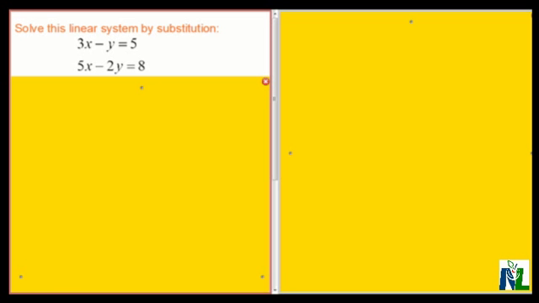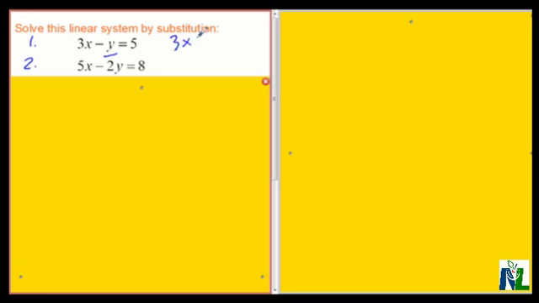I'm going to solve this linear system by substitution. 3x minus y equals 5. I'll call that equation 1. 5x minus 2y equals 8. I'll call that equation 2. The first thing I notice here is that in equation 1, the coefficient of the y term is negative 1.